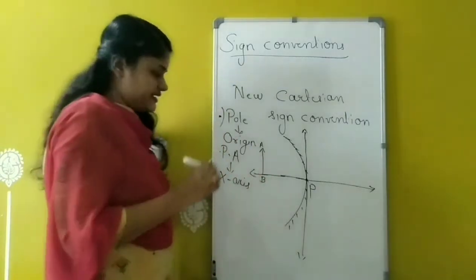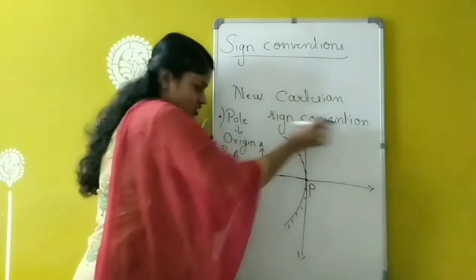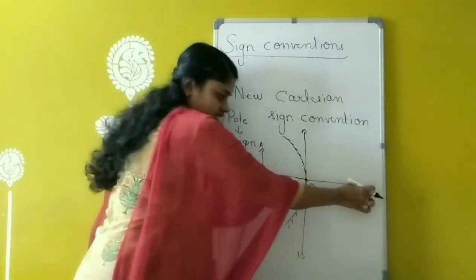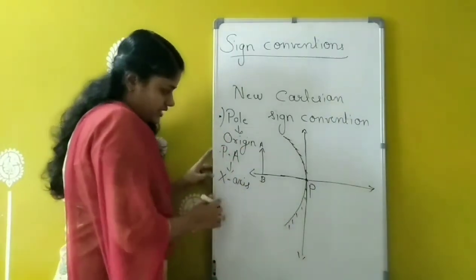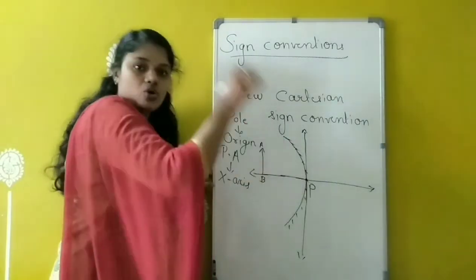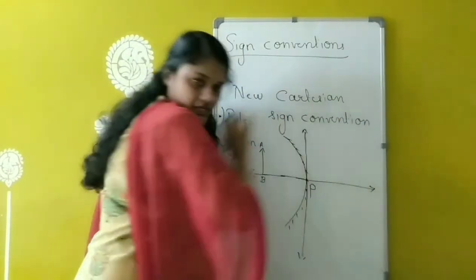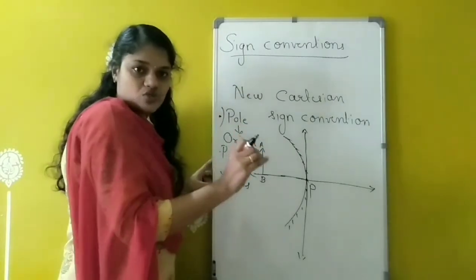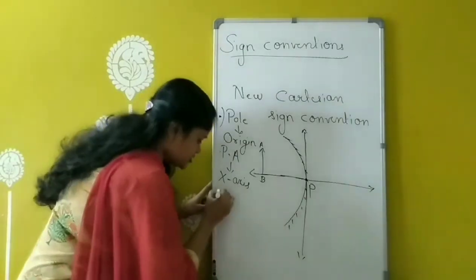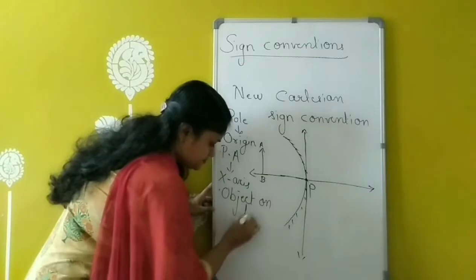So the first point in the new Cartesian sign convention is that the pole is considered as the origin. The second point is that the principal axis is taken as the x-axis. Next, the object is always placed on the left side of the mirror. We will not keep the object on the right hand side of the mirror. So the object is always on the left hand side.